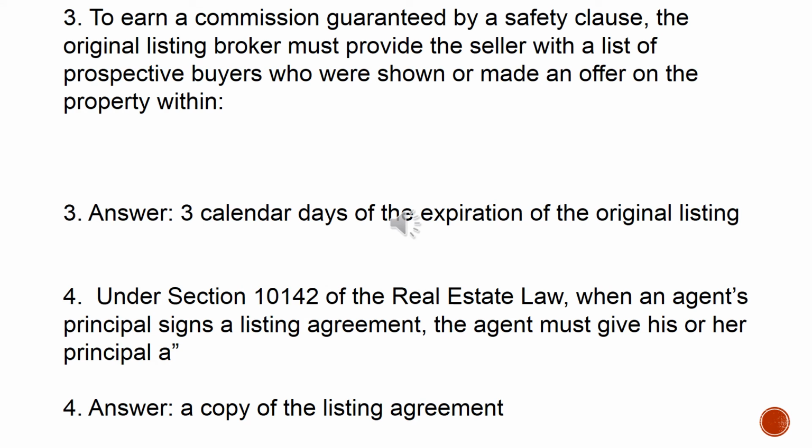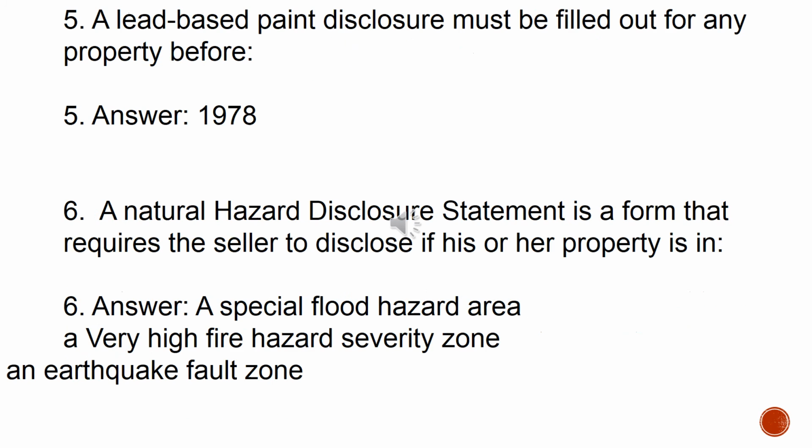Question number 4. Under Section 10142 of the Real Estate Law, when an agent's principal signs a listing agreement, the agent must give his or her principal a? Answer: copy of the listing agreement. Number 5. A lead-based paint disclosure must be filled out for any property built before? Answer: 1978.